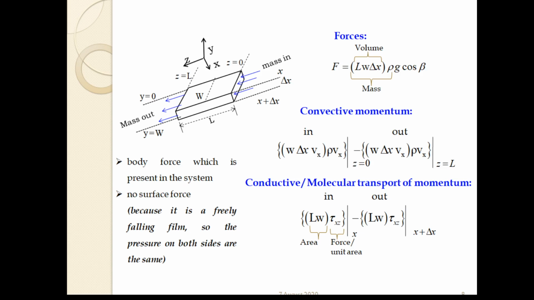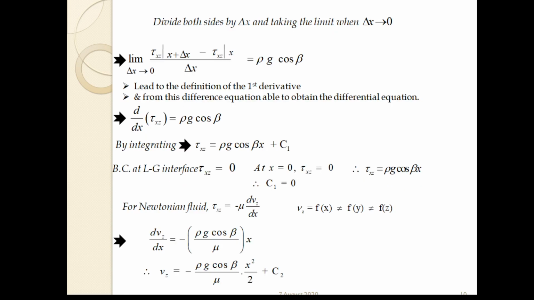From this difference equation we are able to obtain the differential equation. After taking the limit, we found that d/dx of tau xz equals rho g cos beta. Next we need to integrate it. After integrating this, we found tau xz equals rho g cos beta x plus c1. This c1 is the integral constant.